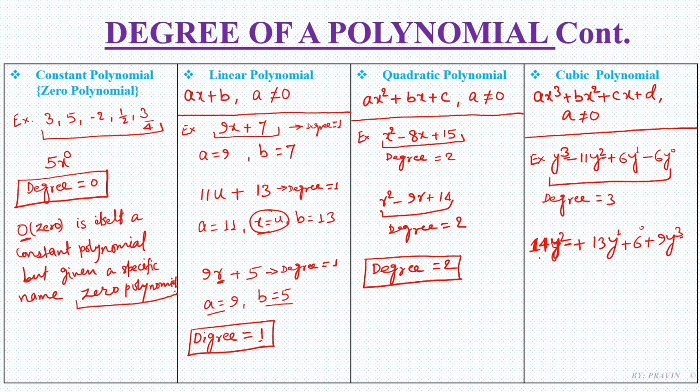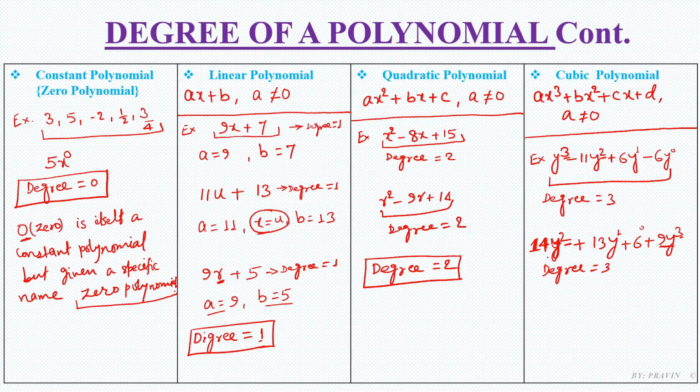So remember that it's not like you will always get the powers arranged in order, like 3, 2, 1, 0. It may be written in any random way. Then it's your duty to look at which term has the highest power of the variable. So here you find that the last term has power 3 of the variable y. So the degree of this polynomial will be 3.